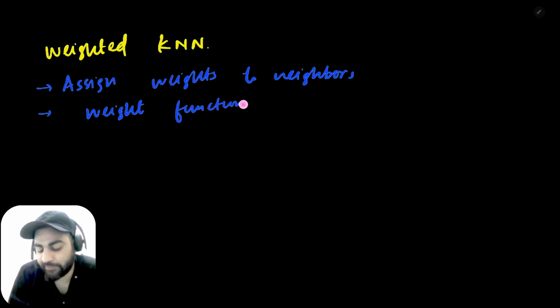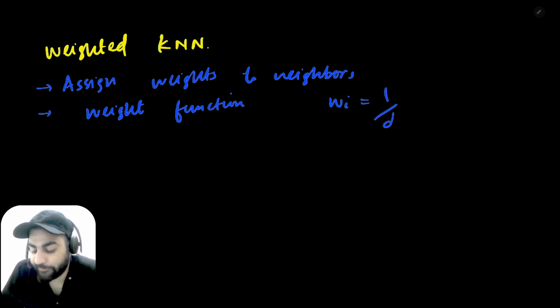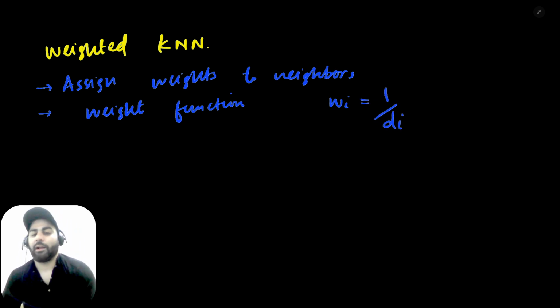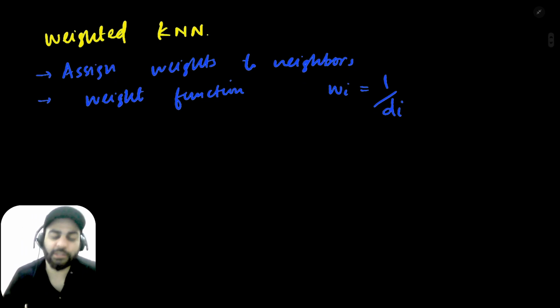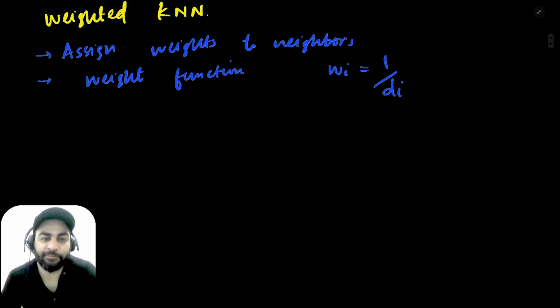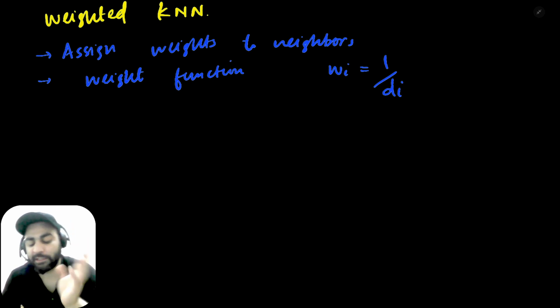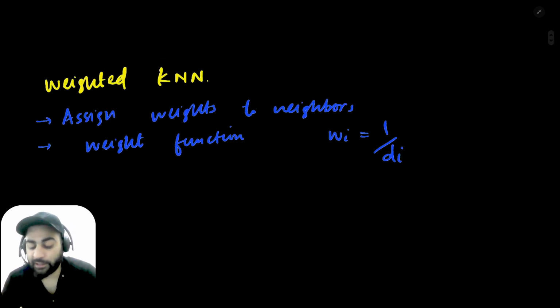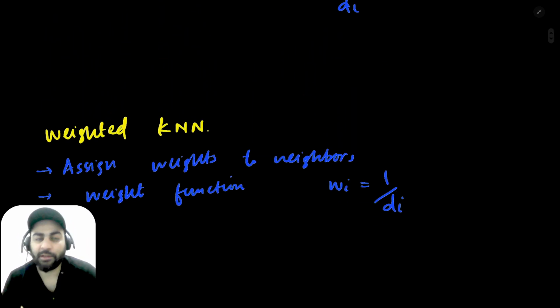So as Rian said, let's suppose that weight function wi is equal to 1 by di. So this is our weighted KNN. Is it clear? Can you implement weighted KNN on your own? How many of you will be able to implement this? Because there is nothing more to do, instead of directly assigning a weight and then doing the majority vote.